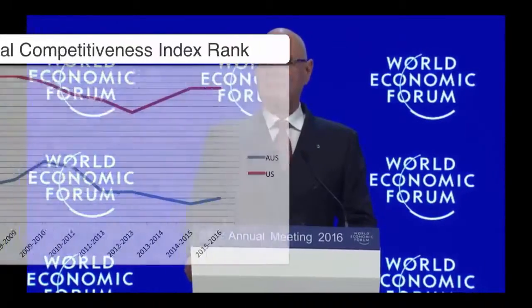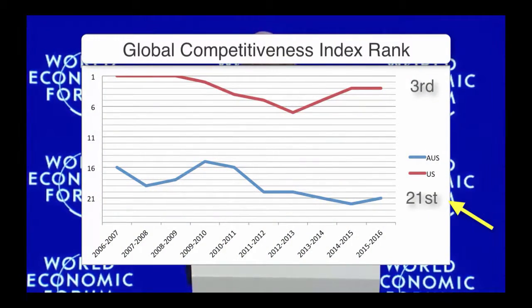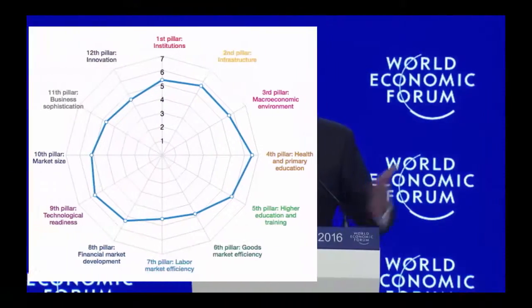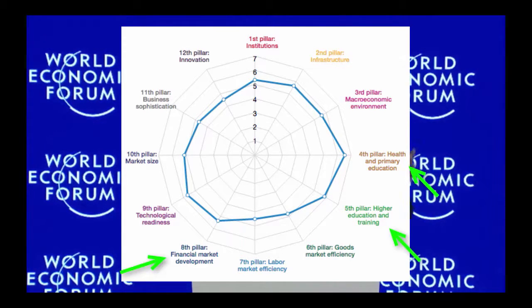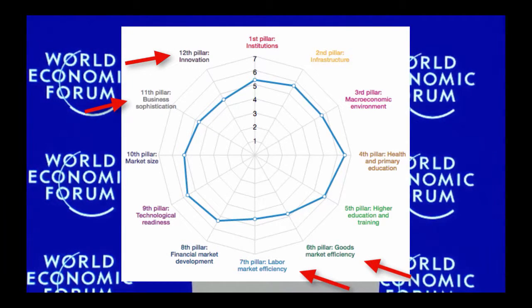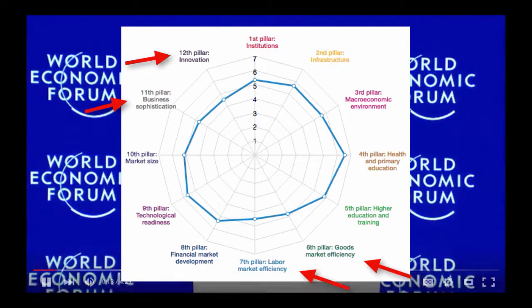The World Economic Forum ranks Australia 21st on their Global Competitive Index with a score of 5.1, compared to the United States score of 5.6. The indexes show Australia's strongest areas have been in the financial market development and higher education. Despite this, Australia is falling behind in market efficiencies, business sophistication, and innovation.